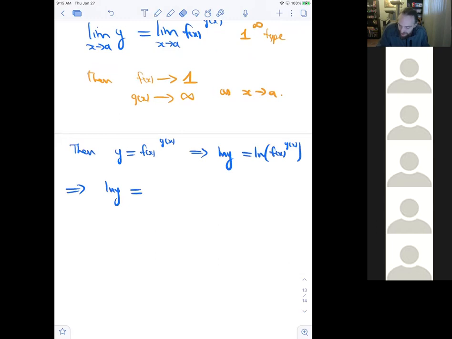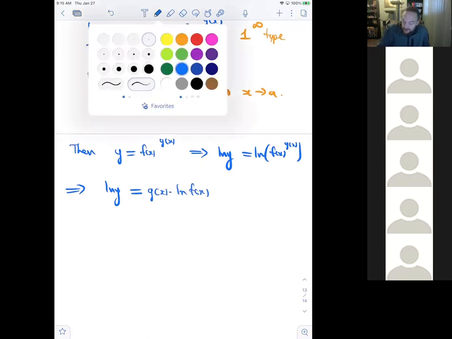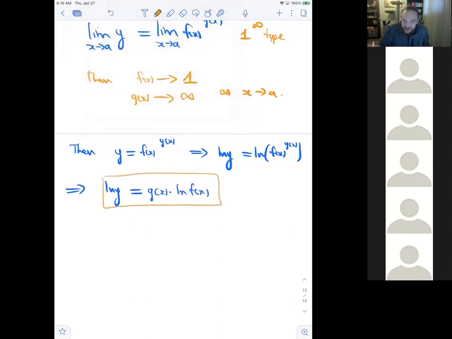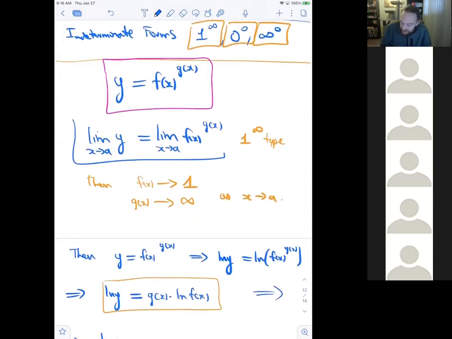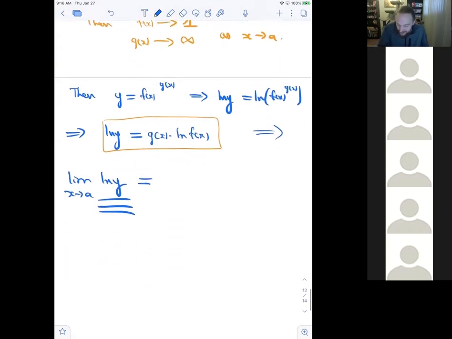This should be g of x times f. This is extremely useful for us, except you have to be careful. We have to take the exponential at the end. This says that the limit as x approaches a of log y, not y anymore. We want the limit of y. But we're now computing the limit of log y, but this gives us a way of computing.